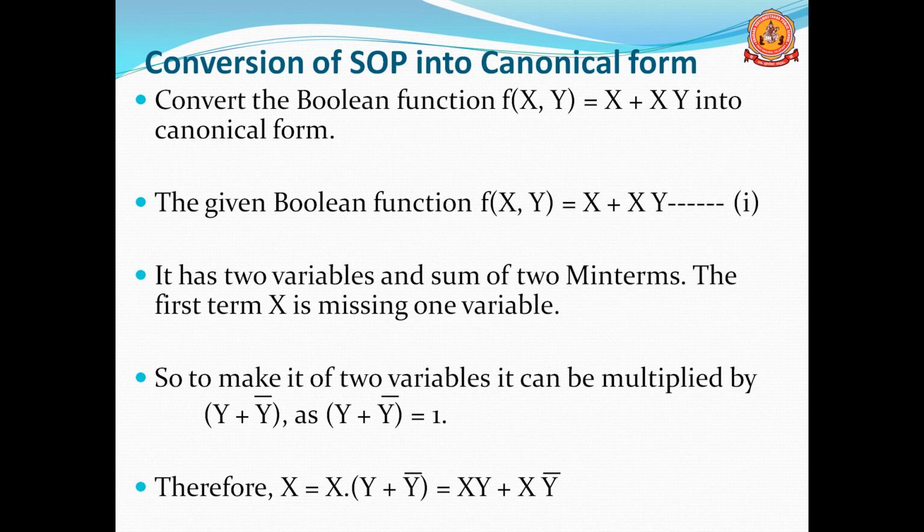To make it two variables, we can multiply it by y plus y dash. For min terms, y is missing, so we multiply by y plus y dash, because y plus y dash equals 1. So x dot 1 will be x. If z is missing, you should multiply by z plus z dash. If x is missing, multiply by x plus x dash. If a is missing, multiply by a plus a dash.